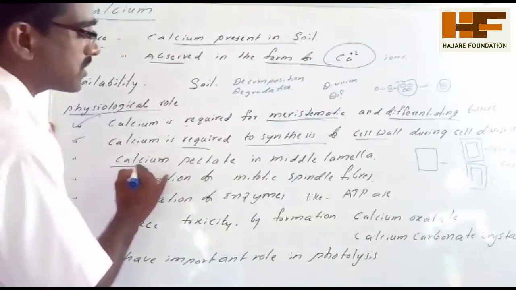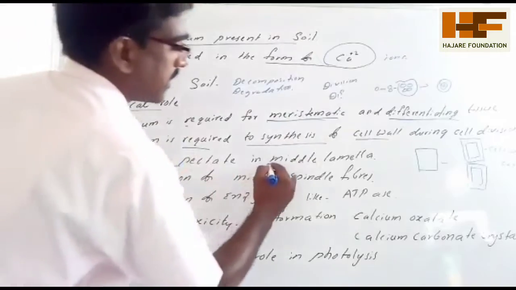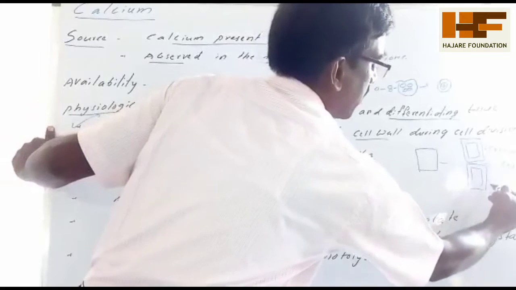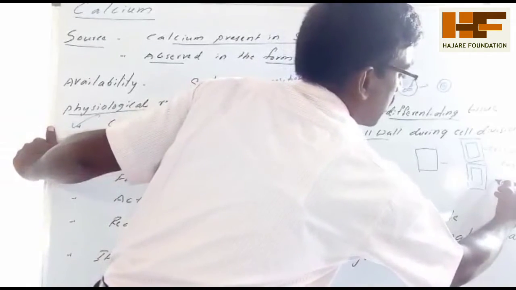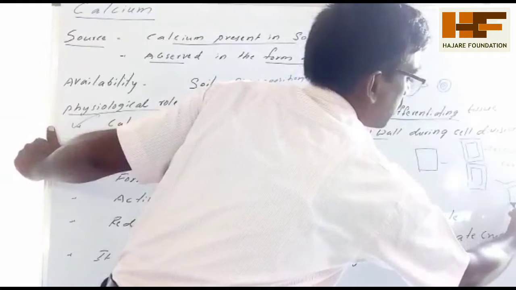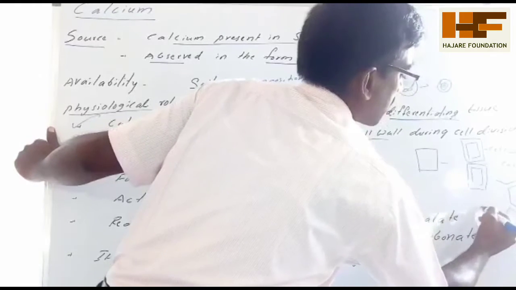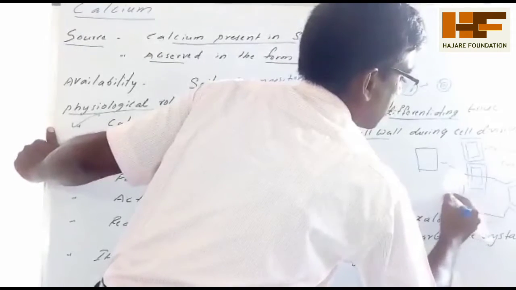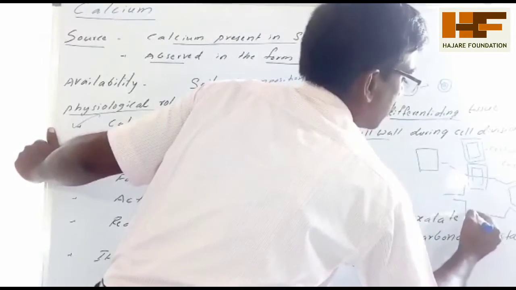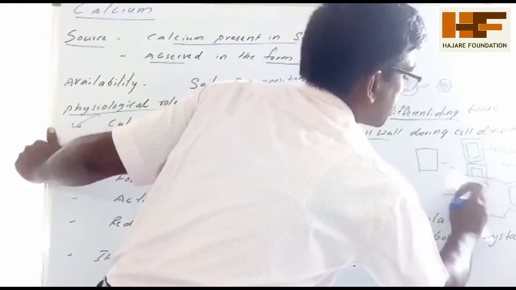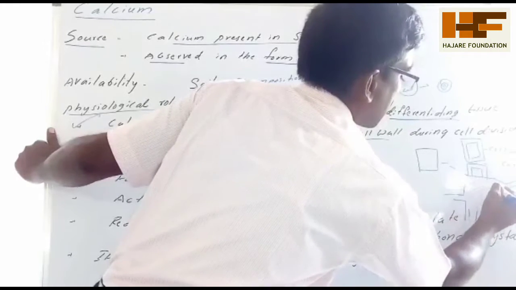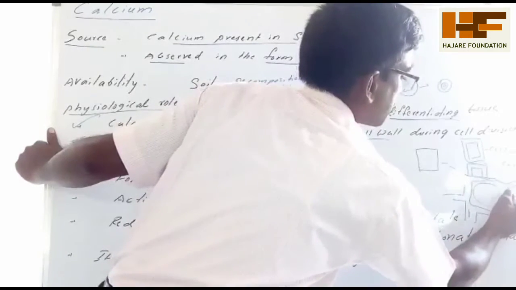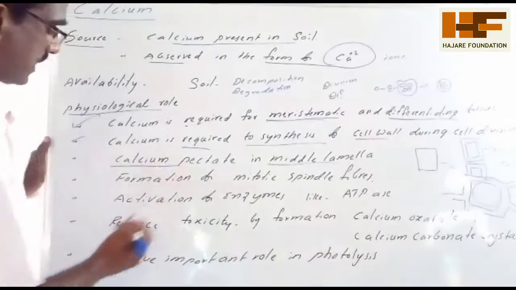And also calcium pectate is in the middle lamella. In the sense, calcium is present in the middle lamella, where one cell is going to connect with one more cell. Later on, there is a plasma membrane present. In the middle of the plasma membrane, there is a pectate present. It is made up of calcium ions.